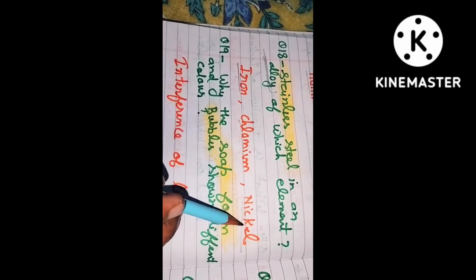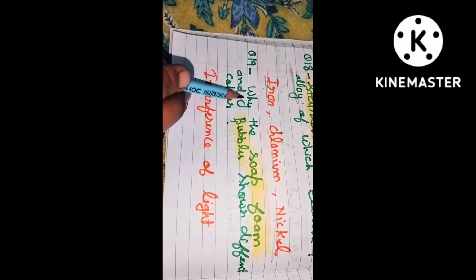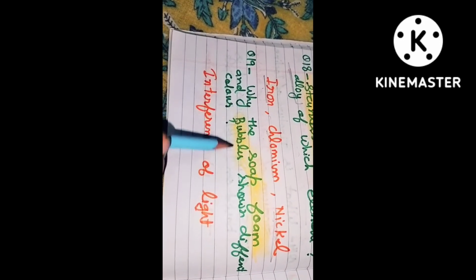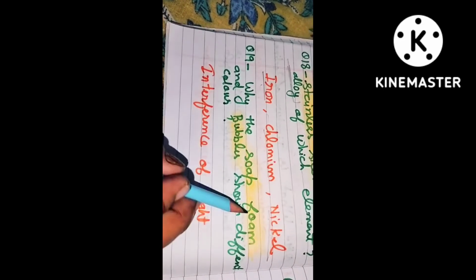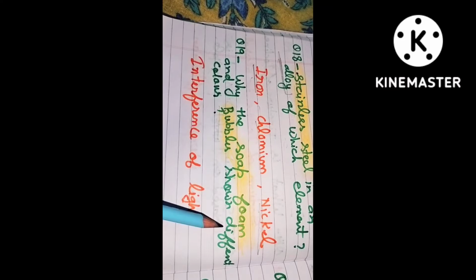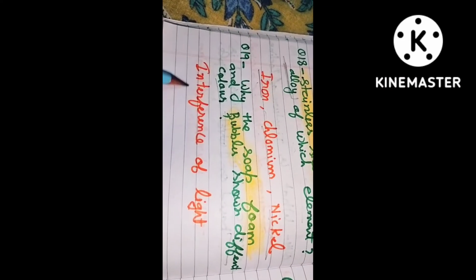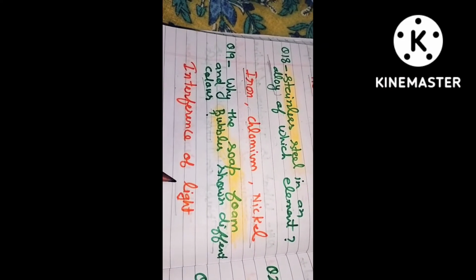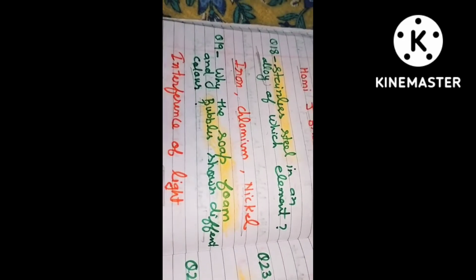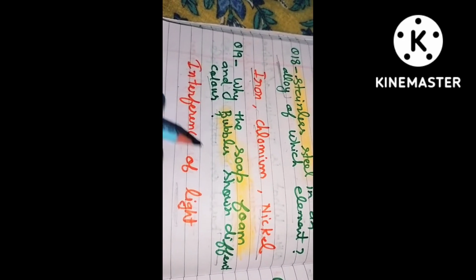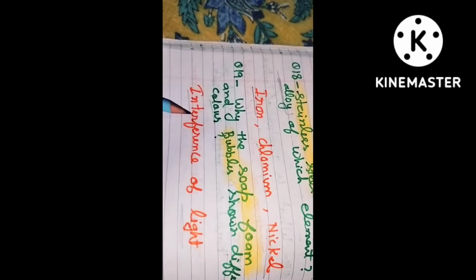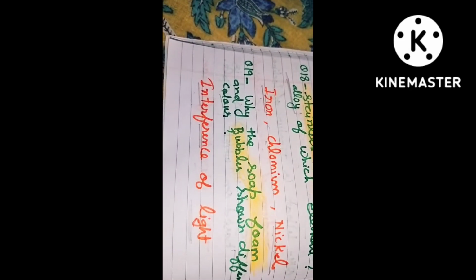Next, why do soap foam and bubbles show different colors? This is due to the interference of light. When light passes through these soap bubbles, they show different colors of light by interference.